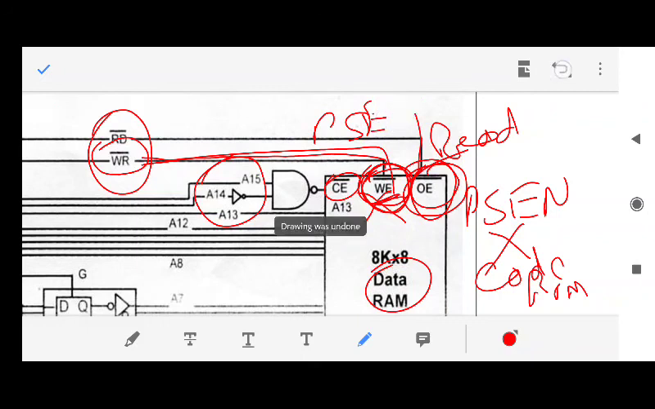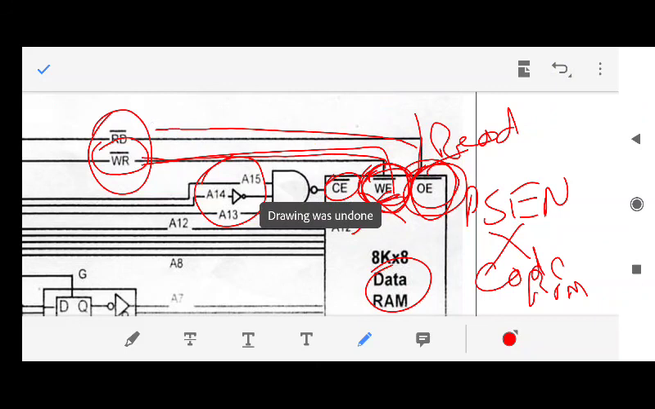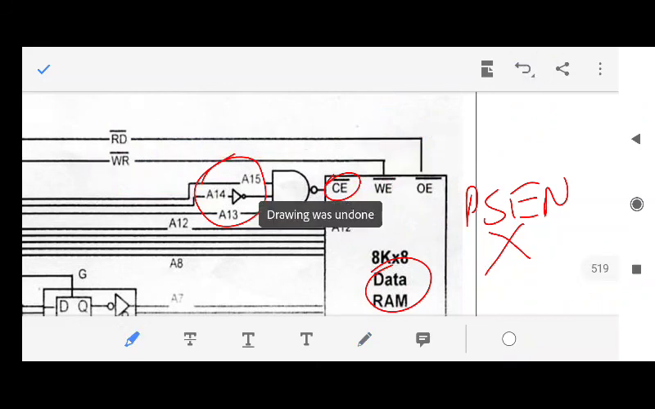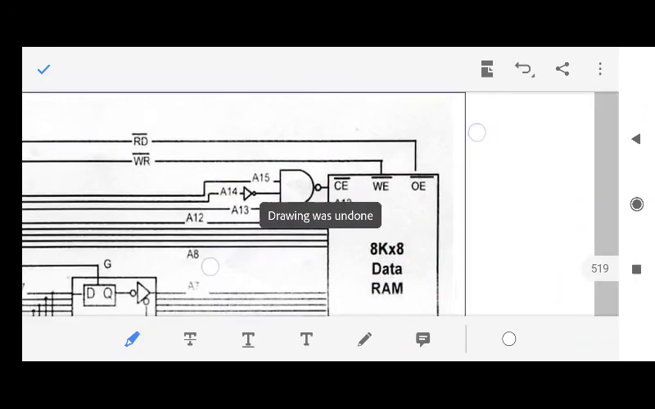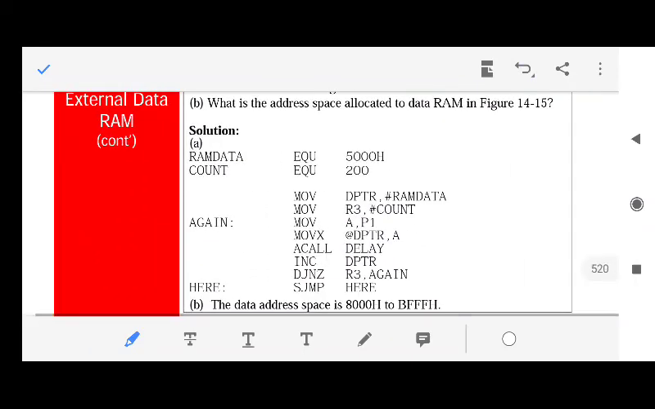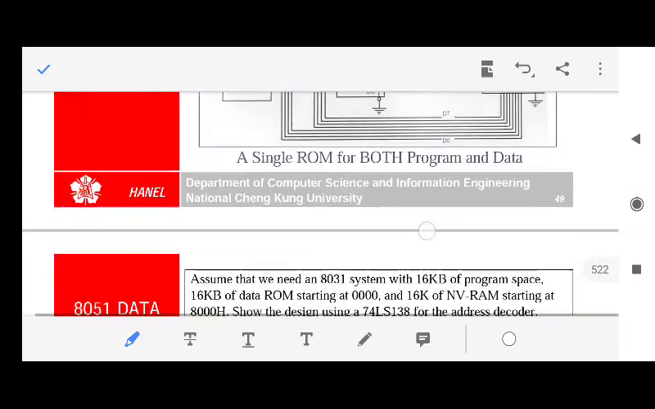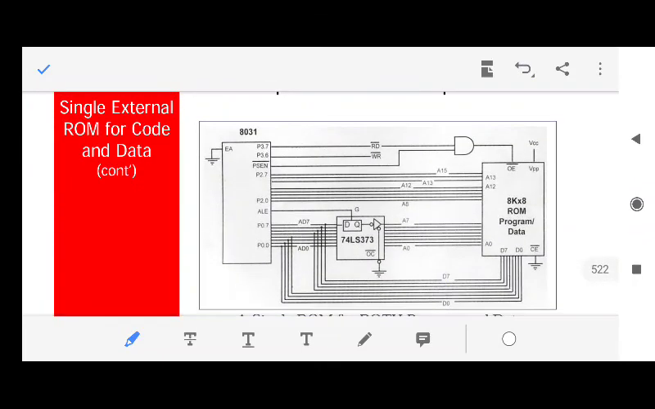And if it is a data type, it should be connected to read signal. That's it. So you have to remember only these things, and your question is done. Fine. Let's see one last example. I think there is one more example. Yeah, there's one more example.